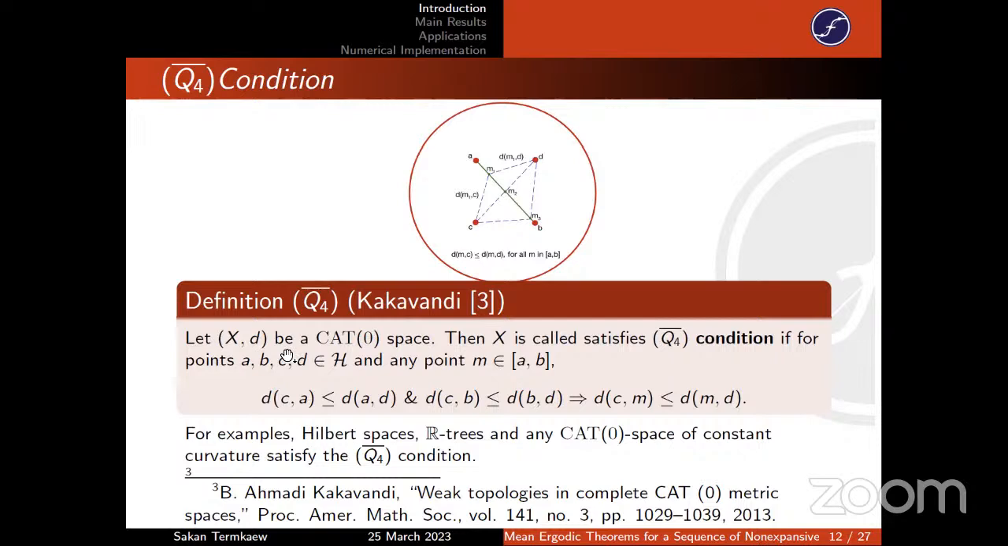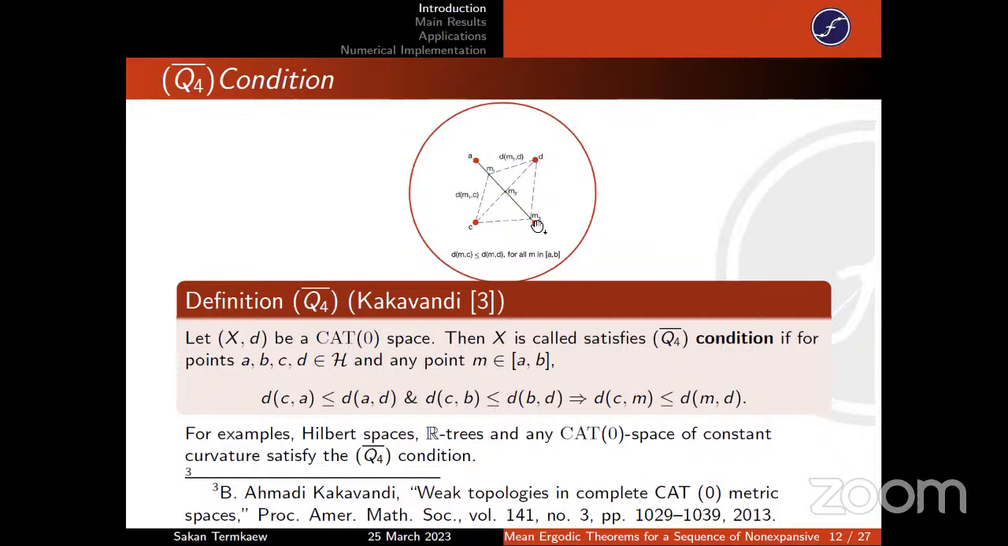Then X is said to satisfy the Q4 bar condition if for any 4 points A, B, C, D, please look at the picture, any 4 points A, B, C, D on space X, such that the distance between A and C is less than or equal to the distance between A and D, and the distance between B and C is less than or equal to the distance between B and D, then if M is a point on the geodesic between A and B, the distance between M and C must be less than or equal to the distance between M and D also.